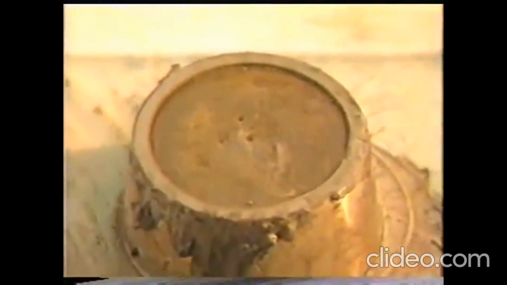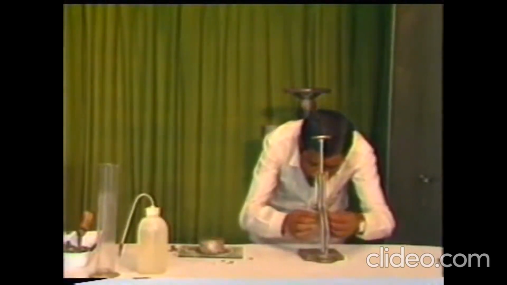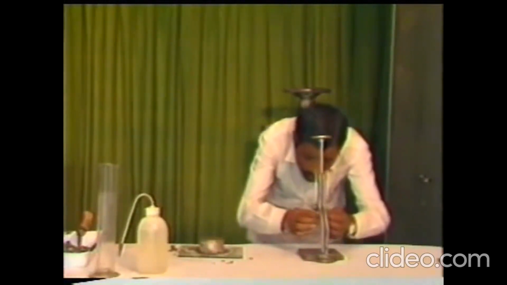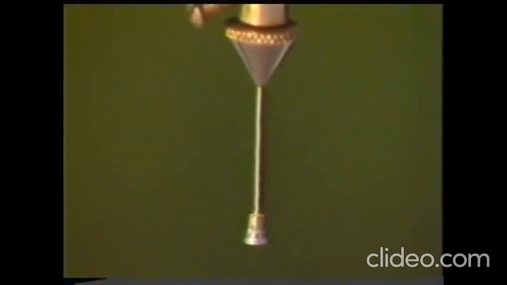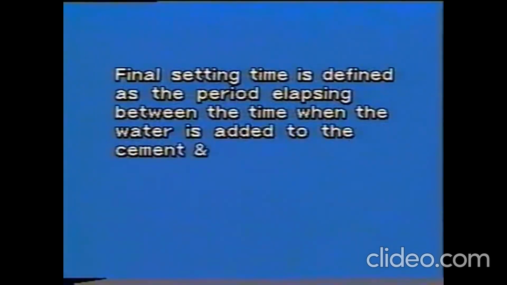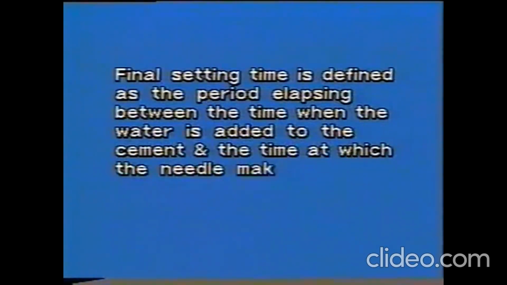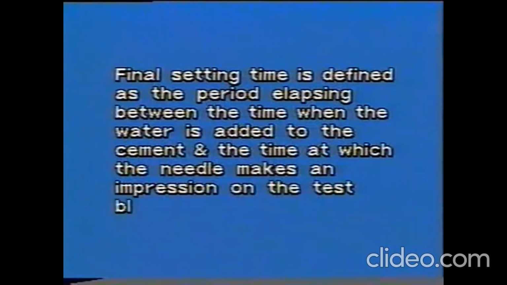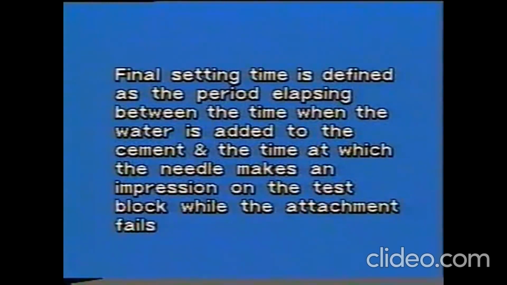Final setting time is determined on the similar test block prepared for determining the initial setting time. In this test, the 1 millimeter square needle is replaced by a needle with annular attachment of 5 millimeter diameter. Final setting time is defined as the period elapsing between the time when the water is added to the cement and the time at which the needle makes an impression on the test block while the attachment fails to make it.